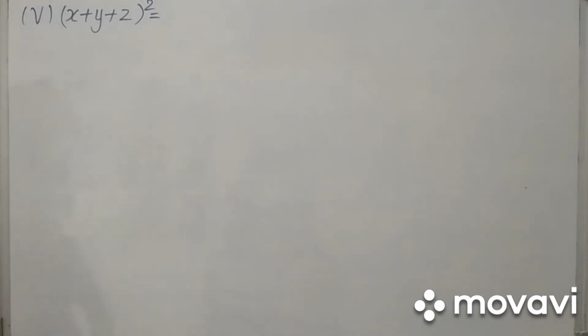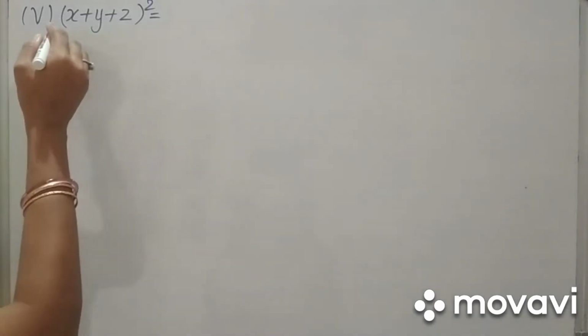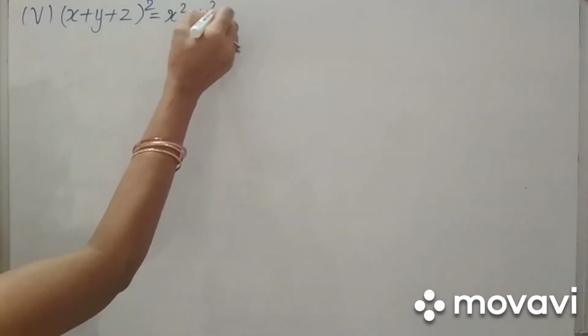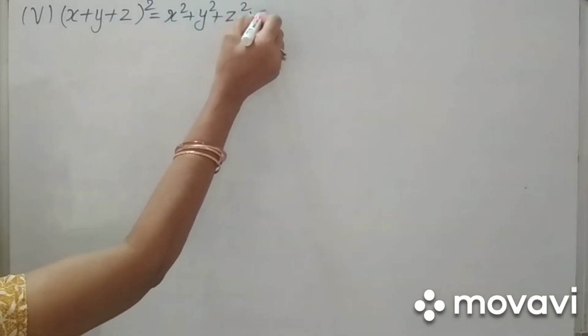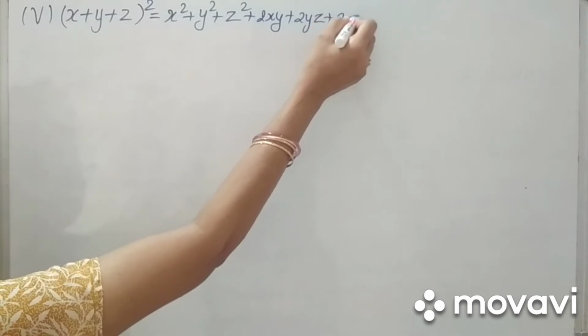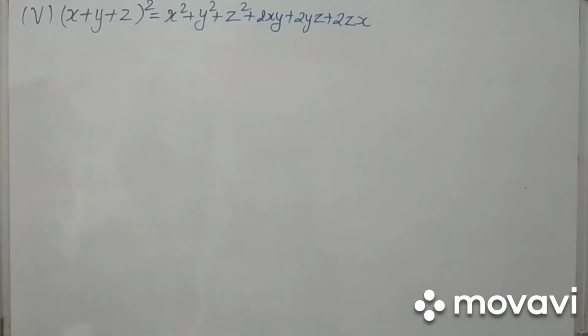Good morning, students. Today we are going to study the rest of the algebraic identities. So my fifth identity would be (x + y + z) whole square is equal to x square plus y square plus z square plus 2xy plus 2yz plus 2zx. Now you can compare this identity with our (x + y) whole square and remember it.